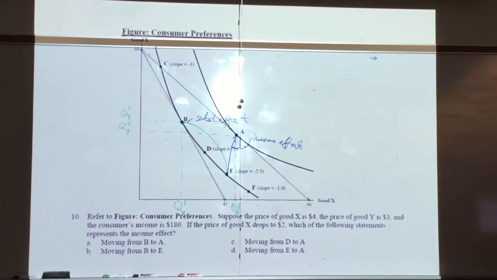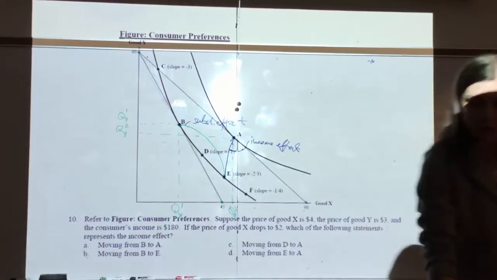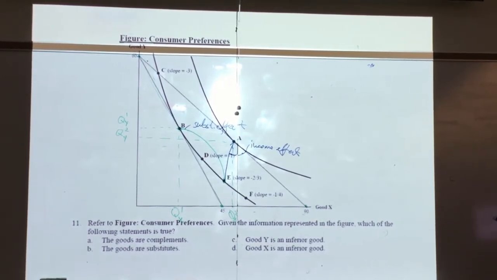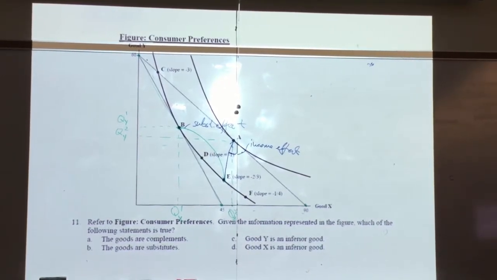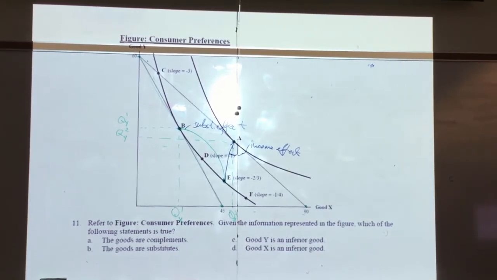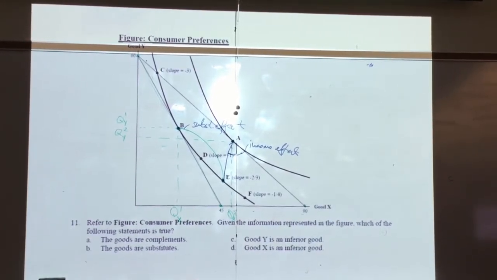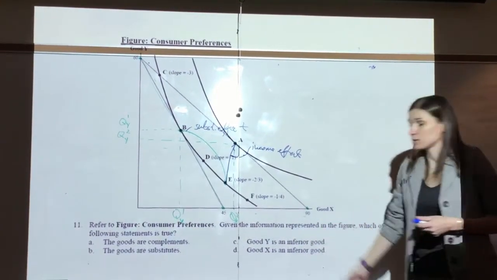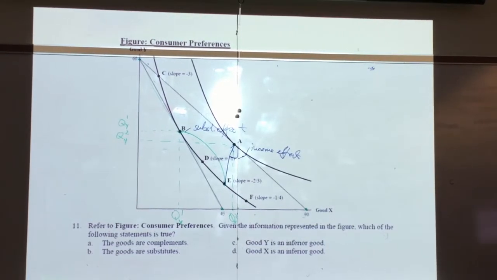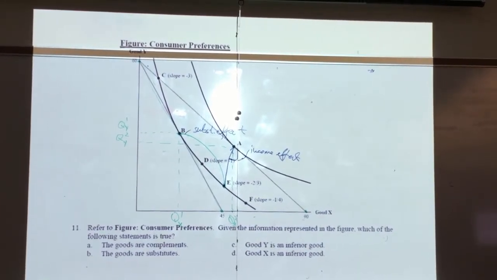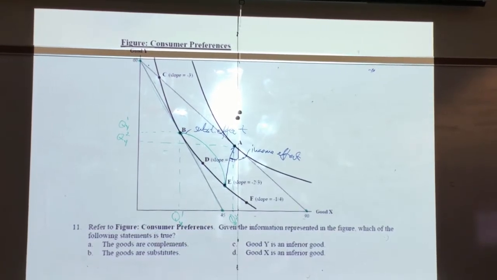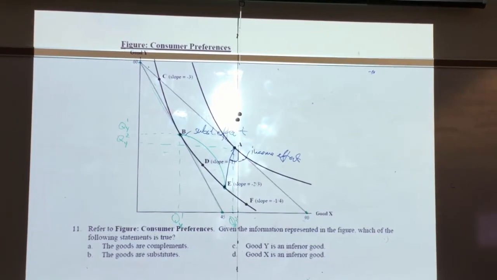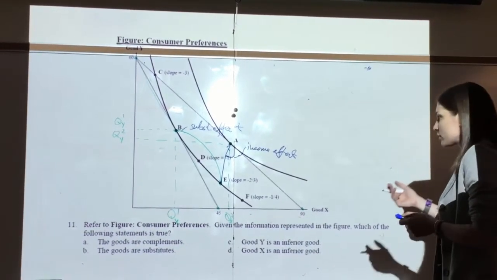Okay? Now, given the information, which of the following statements is true? Are the goods complements or substitutes? And can we tell whether they're inferior, is Y inferior, is X inferior? Which one of those do you think is true? I think they're substitutes. Okay, so let's reason through this.